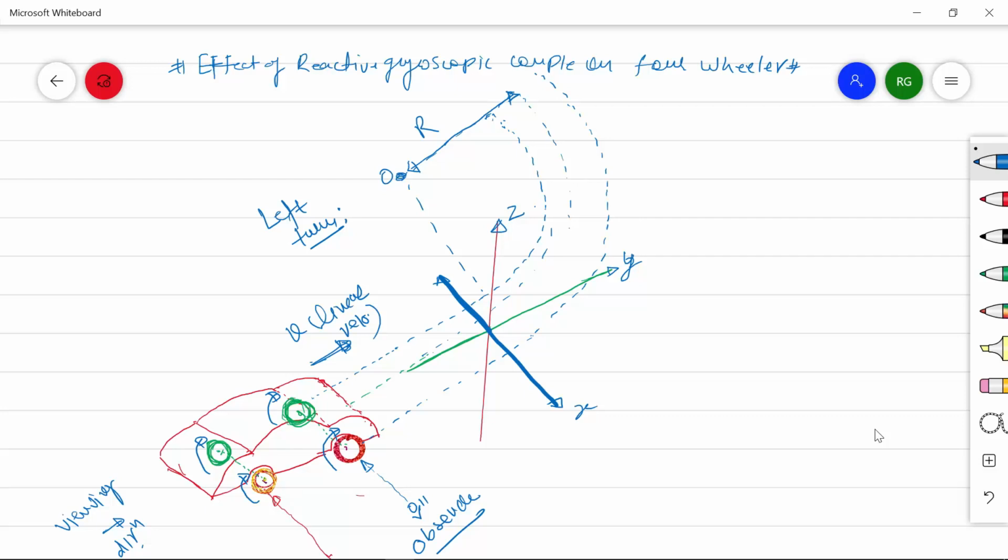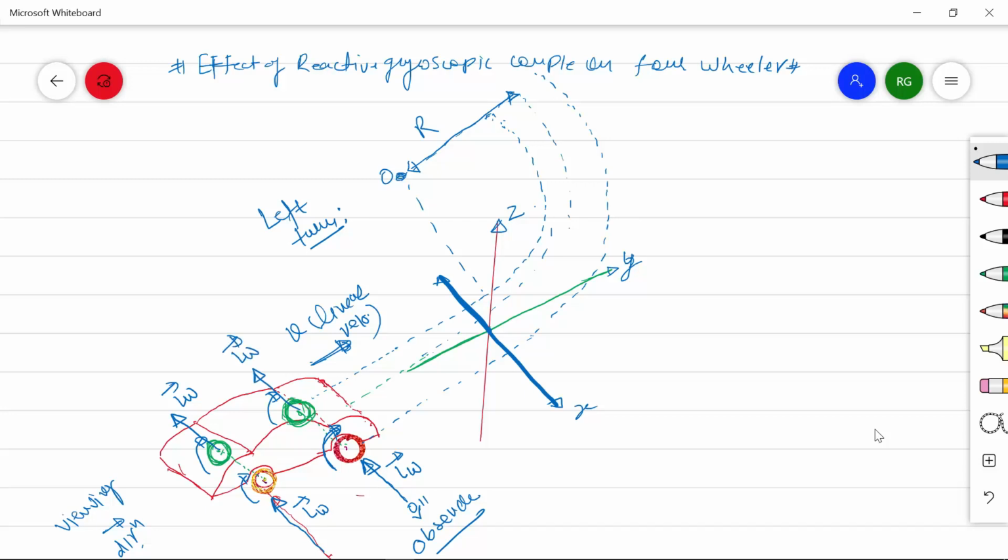So suppose one tire is having L angular momentum. If we draw according to the right hand rule, if we curl our fingers in this direction, our thumb will point in this direction. So let's say this is the angular momentum vector of this particular wheel, and we are considering all four wheels identical, so these are the angular momentum vectors of these wheels. Similarly for this LW vector, this is the angular momentum vector of the wheel.